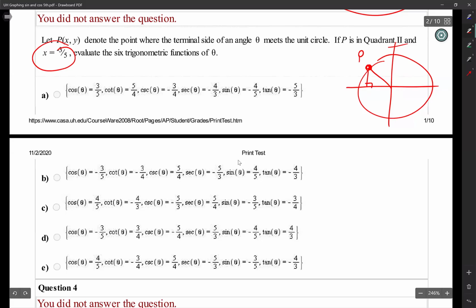And here's my right triangle. At point P, that's negative 3/5. And we can calculate what the y value is. Let me put the P right here. The y value is 4/5. And how do we get that? Just by doing Pythagorean theorem, guys.